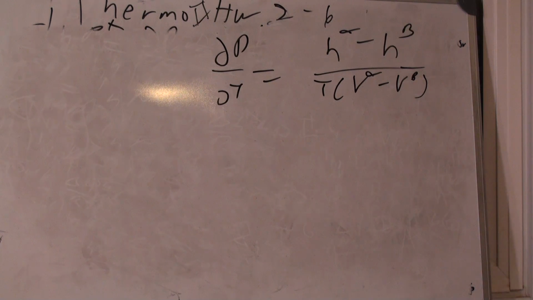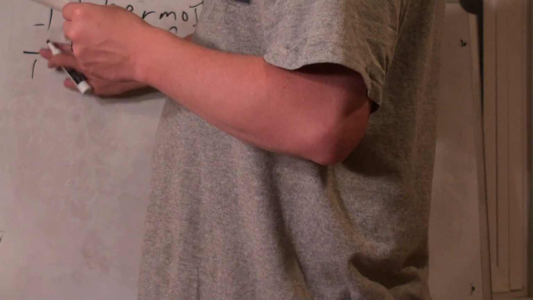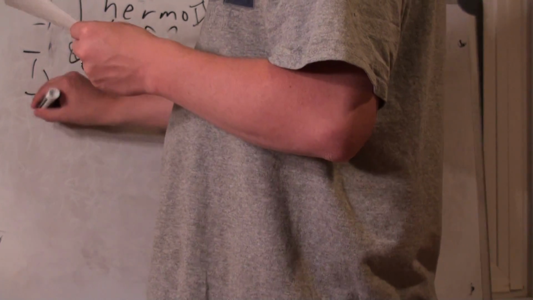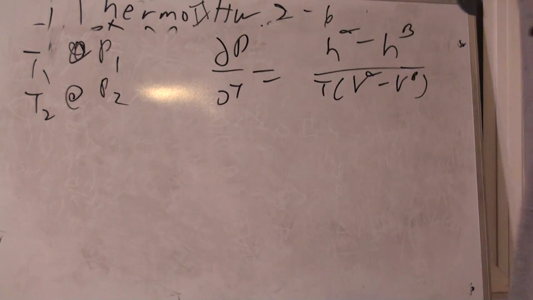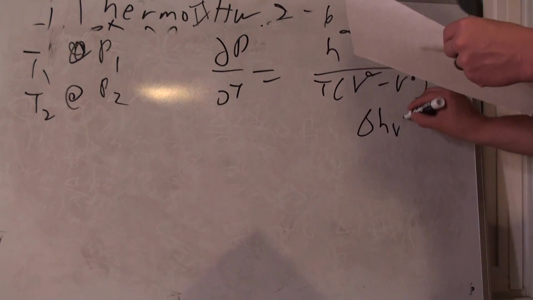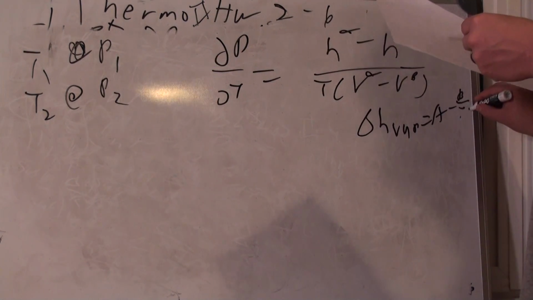Okay, comparing boiling temperatures. So I got 400 K at 5 bar and I got 300 K at 1 bar. So I have basically a T boil. I have a T1 at P1 and a T2 at P2.